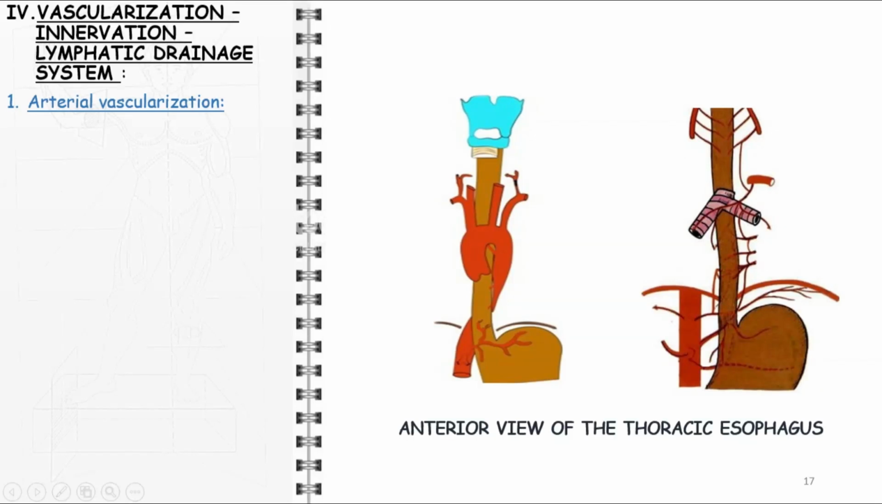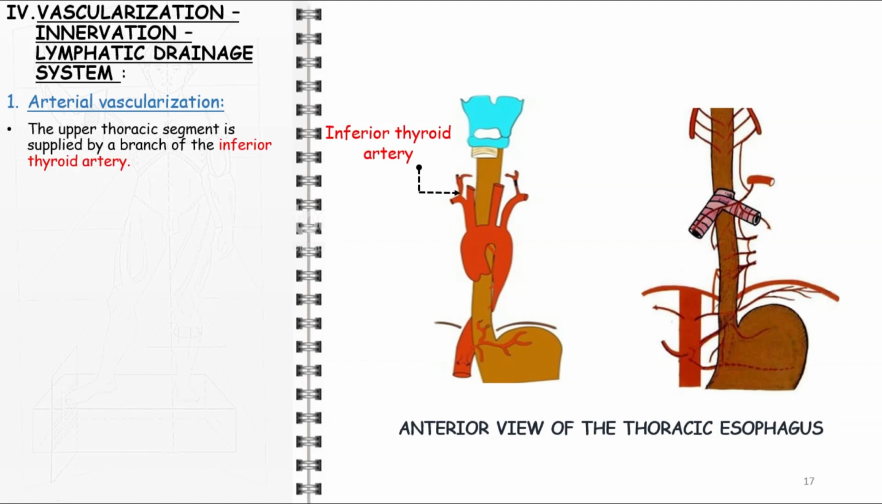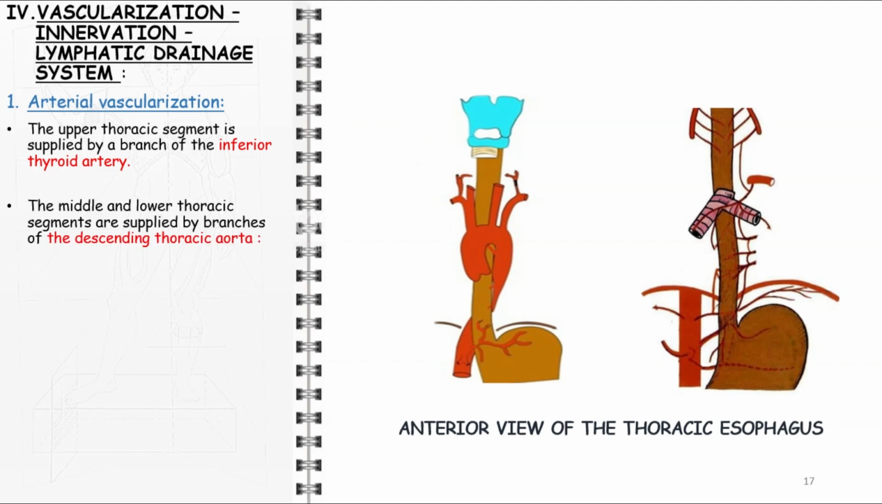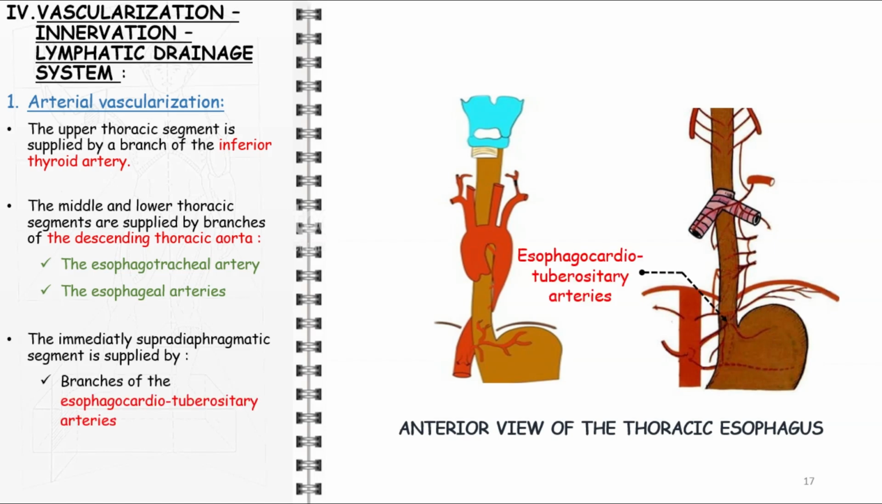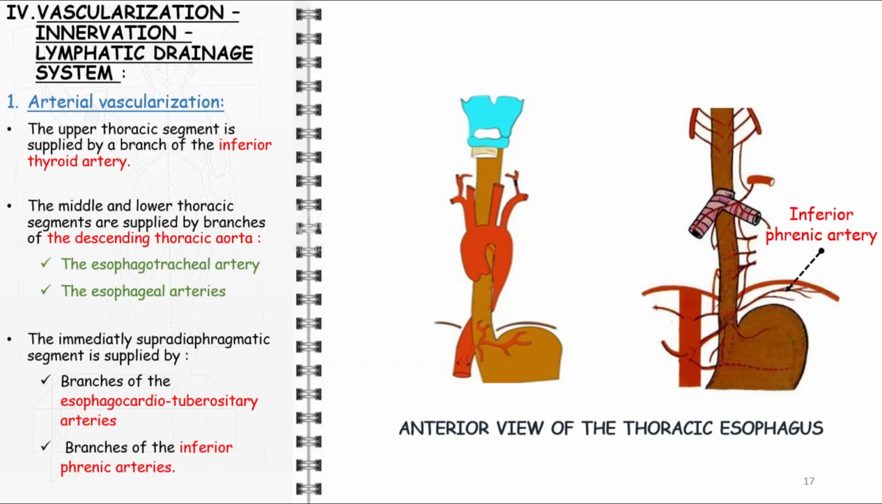Let's delve into the vascularization, innervation, and lymphatic drainage system of the thoracic esophagus. Starting with its arterial vascularization. The upper thoracic segment is supplied by a branch of the inferior thyroid artery. The middle and lower thoracic segments are supplied by branches of the descending thoracic aorta, which are the esophagotracheal artery and the esophageal arteries. The immediately subdiaphragmatic segment, less well vascularized, is supplied by branches of the esophagocardiotuberositary arteries and branches of the inferior phrenic arteries.